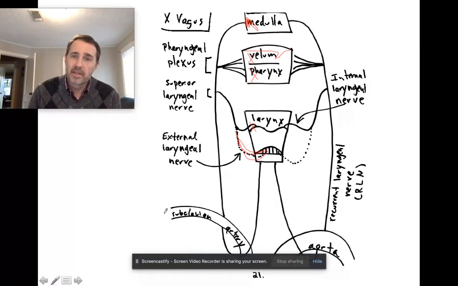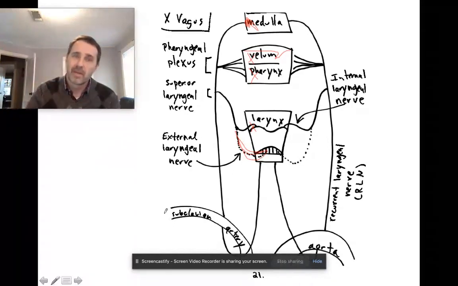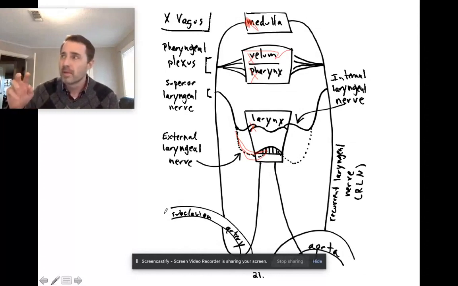And on top of this, when someone comes in with any of these problems, you have to be able to look at them and understand, is this a problem with the vagus? Based on what you're seeing, you have to be able to isolate that problem to a particular side of the vagus, right or left, and a particular branch of the vagus. And then you have to know what therapy to give based on what you see.